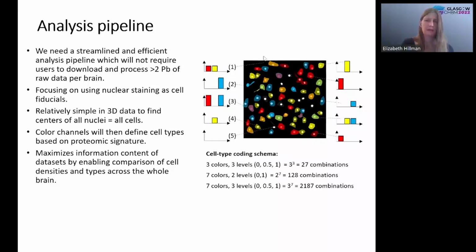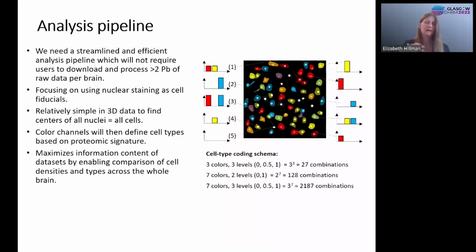And so in some cases, we hope that this will significantly increase our dynamic range to detect different types of cells. If you look down here, for example, if we are really conservative and just say we have 2 levels, either there's no expression or there's some expression, then with 7 colors we could resolve between 128 different combinations of antibody. And if we can detect whether there's none, some, and then a lot, that could allow us to encode over 2,000 different combinations and thus 2,000 different cell types.